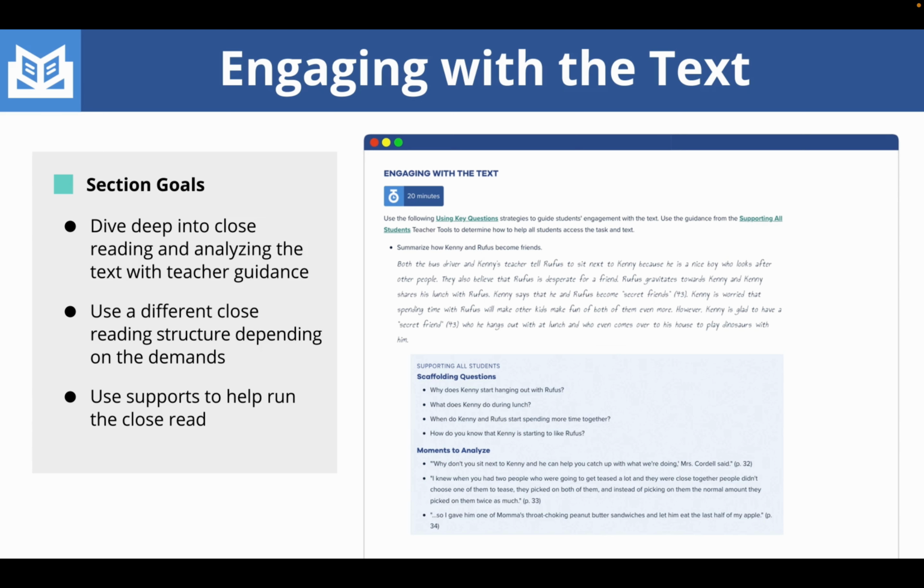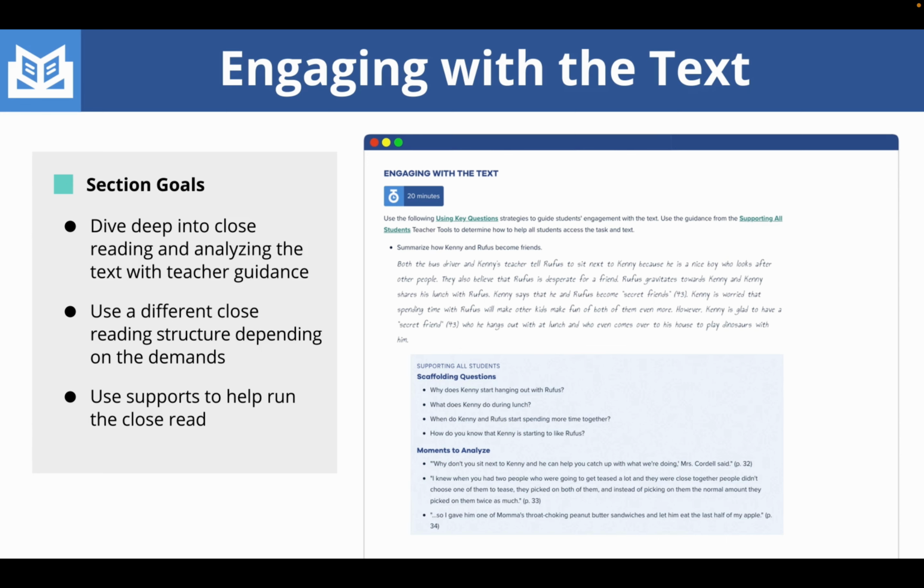Again, in this section, you'll notice the supporting all students boxes. These are supports for engaging with the key questions. The support will vary depending on the question, but often include scaffolding questions, moments to analyze, and language supports, all of which can be used to set students up for success with the key question.